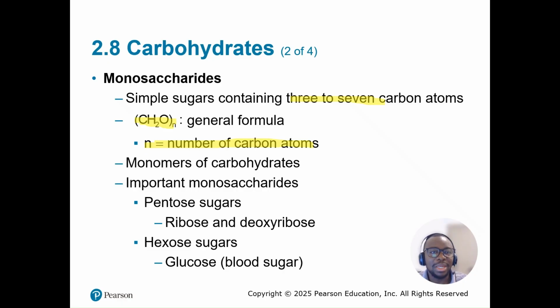Monosaccharides are monomers of carbohydrates, and they are named generally according to the number of carbon atoms they contain. The most important monosaccharides in the body are pentose sugars, which contain 5 carbon atoms, and hexose sugars, which contain 6 carbon atoms. There are two types of pentose sugars: ribose sugars, which form part of the RNA, and deoxyribose sugars, which form part of the DNA. An example of a hexose sugar is glucose.